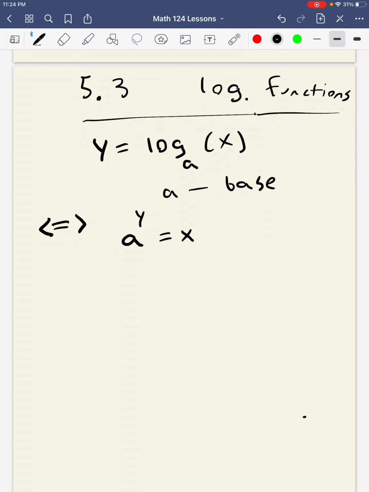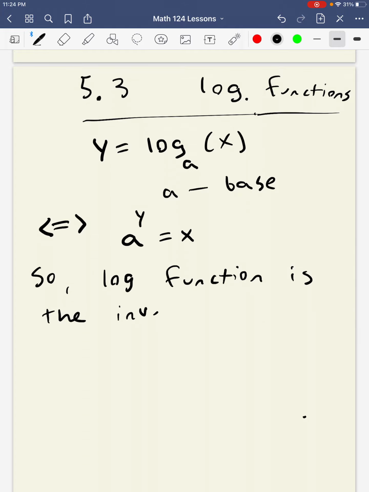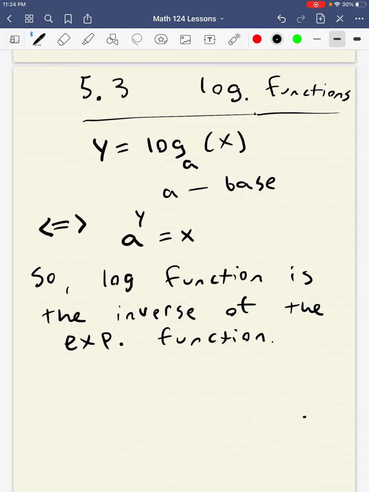So all this is saying is that the log function is the inverse of the exponential function. Remember, we learned about inverse functions in 5.1. We learned about the exponential function in 5.2. Now this is just the inverse of the exponential function.